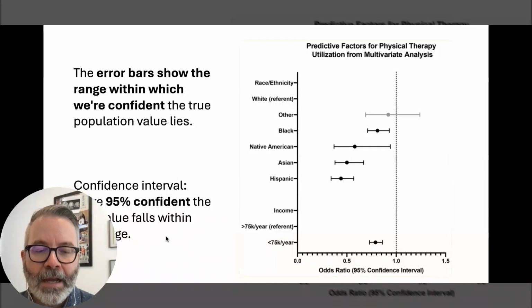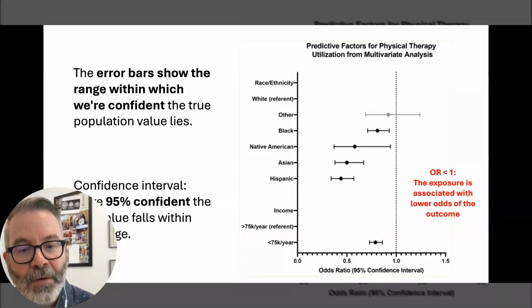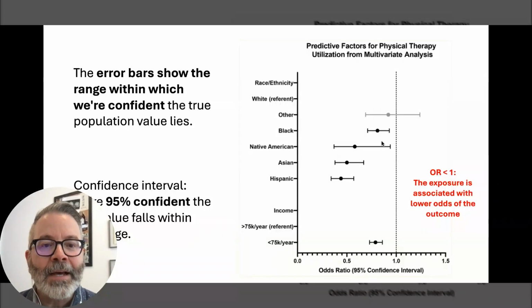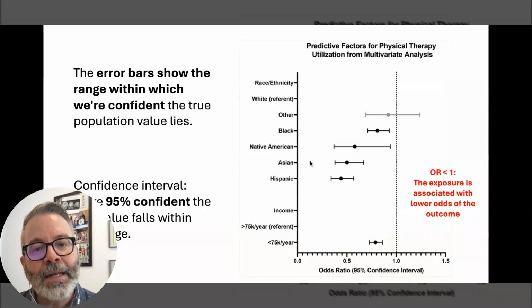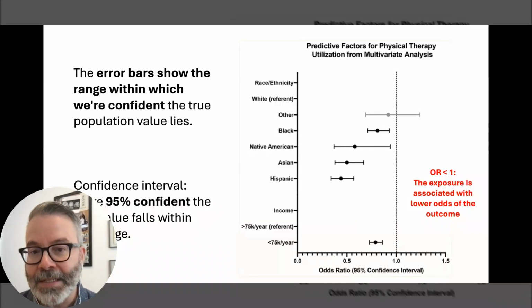We are, in this study, 95% confident that the true mean value falls within this range. So even with all of these considerations, an odds ratio of 1 would mean no differences between these groups and the referent, which is white individuals. But when we take a look at this graph, we realize that all of them are under that 1.0 value, which means the exposure is associated with lower odds of the outcome. So, in plain terms, patients who were Black, Native American, Asian, and Latinx were not very likely to receive PT services after the surgery, and that was a significant finding in the study.